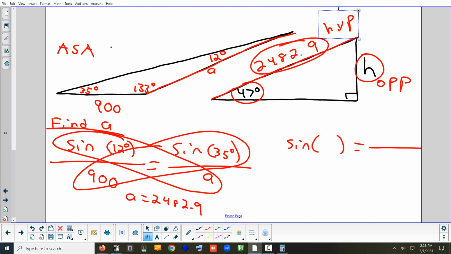Fiorella, what's my angle? 47. And Sam, what's my opposite? H. And Ryan, what's my hypotenuse? 2482.9. And my last step is now to get the H by itself. How do I get H by itself there?